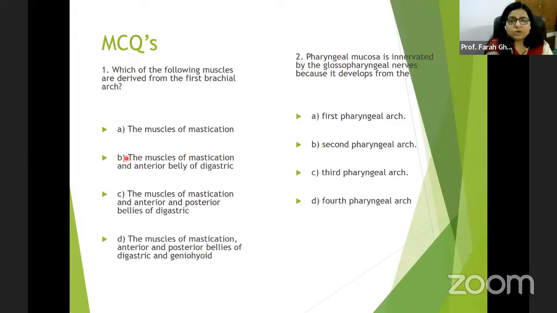Then we come to the next question. Pharyngeal mucosa is innervated by the glossopharyngeal nerve because it develops from the... glossopharyngeal nerve किस आर्च की नर्व है? थर्ड आर्च की. तो ये सिंपल क्वेश्चन है. It is from the third pharyngeal arch. ठीक है.